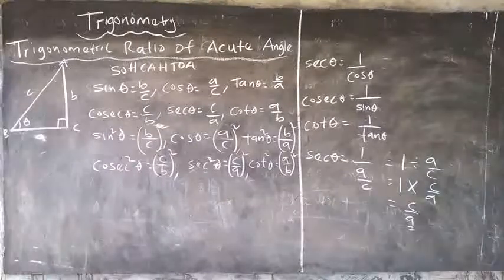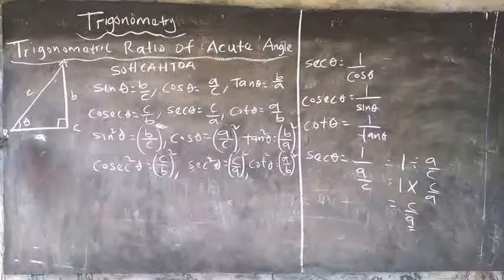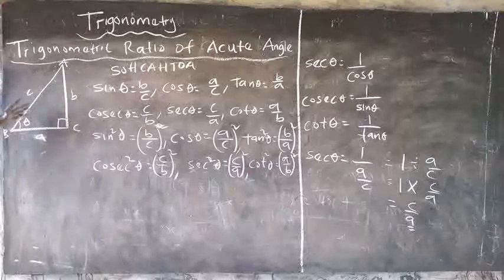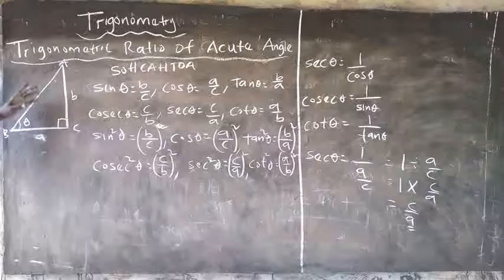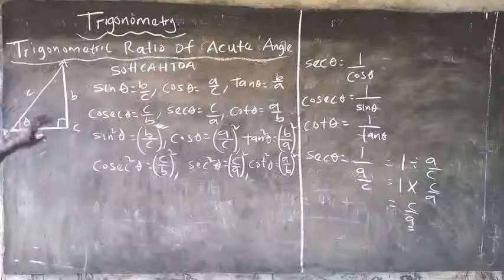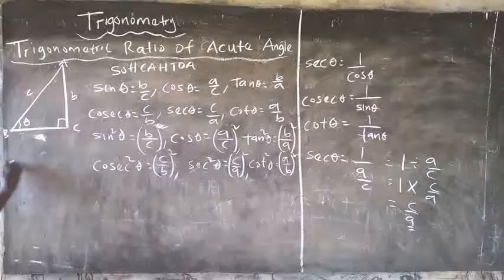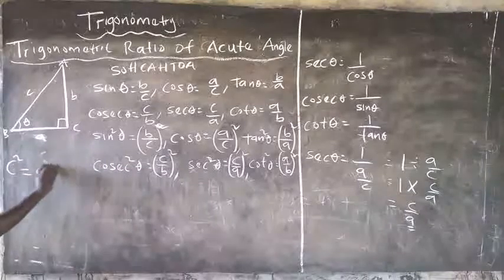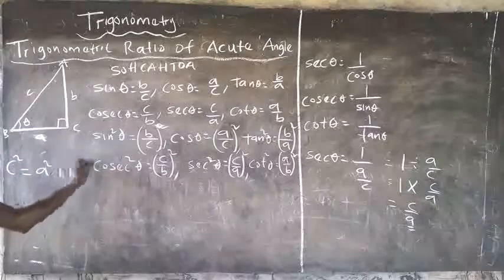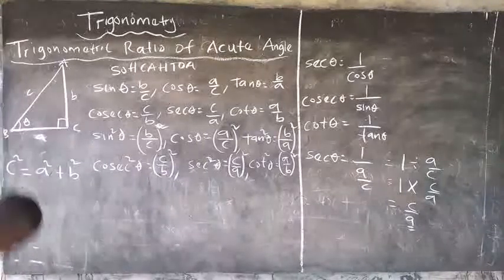Pythagoras theorem. Pythagoras theorem is just telling us that this hypotenuse side, which is the longest side, squared, is the sum of the squares of these two other parts. So it means that c square is equal to a square plus b square. That is using Pythagoras theorem.